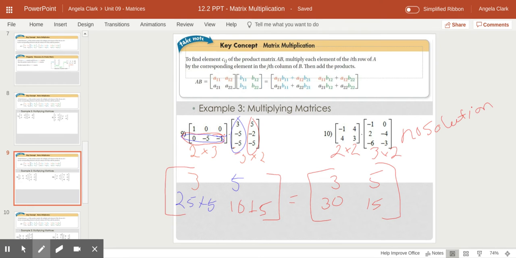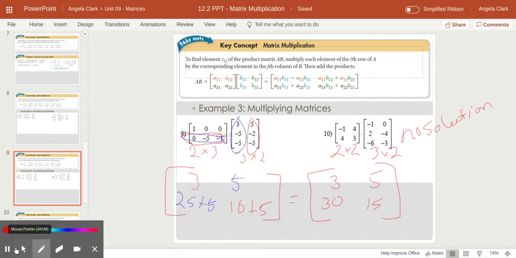And again, this is why we check the dimensions at the beginning of every multiplication, so that if we can't do it, then we don't have any wasted work. We figure that out right away and just say, there's no solution, I can't do it. Okay, so hopefully that helps.